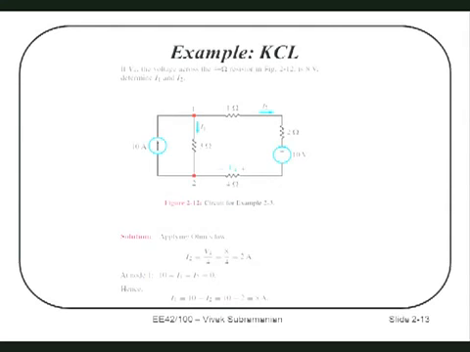Okay. I get to ask you a question. What is the voltage between here and here? 4. How do you know that? It's 2 ohms times I2. Because Ohm's law applies across that resistor as well. Okay?